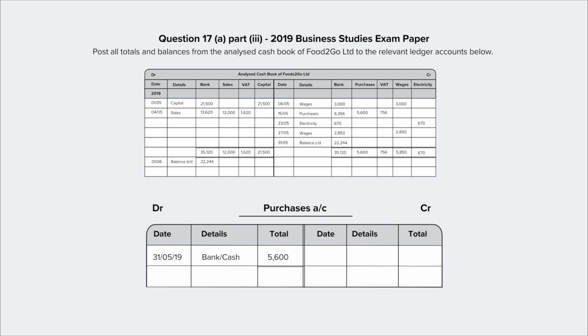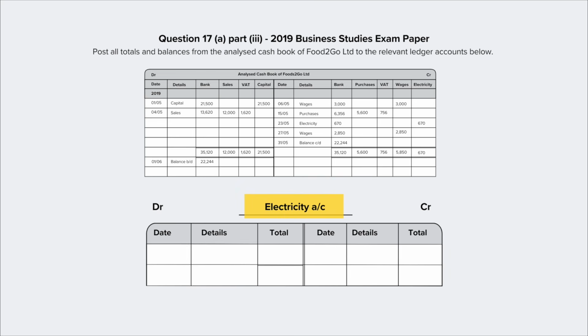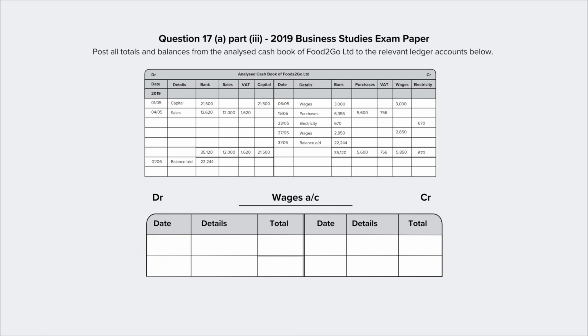Next, we'll move on to creating our electricity ledger. We'll start by writing in our name, and we see on the cash book that electricity is on the credit side, meaning it's money we spent. Now again, we'll swap sides, so now it becomes a debit entry in the ledger. Add in our total, details and a date, and that's our electricity ledger closed. After this, we'll move on to our wages ledger.